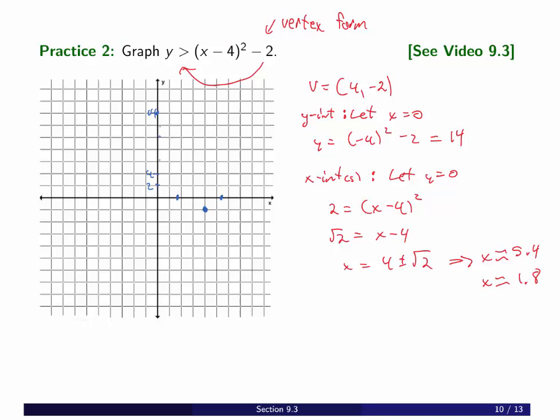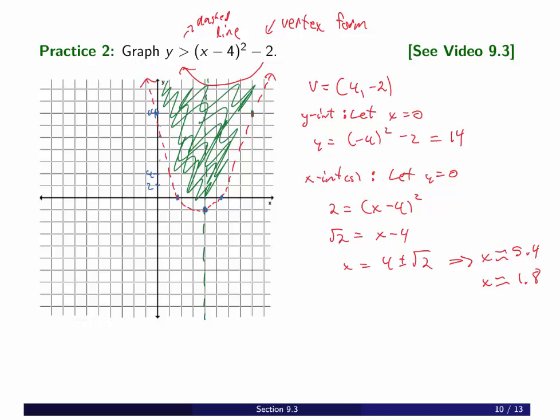Once again, we can draw our axis of symmetry about the vertex. And we can see we have 1, 2, 3 away. 1, 2, 4 right here would be the corresponding point for the y-intercept. And since we don't have the equal to, this is a dashed line, right? Because the boundary is not included in the solution. So what this looks like is something like that. Y is greater than the boundary, therefore we're looking at this region right here.